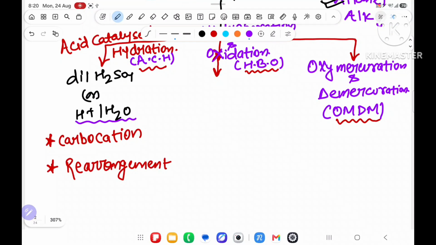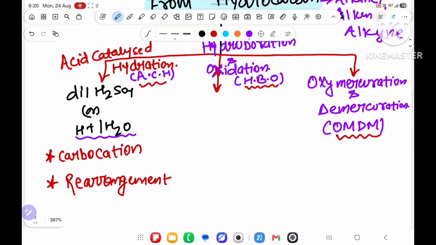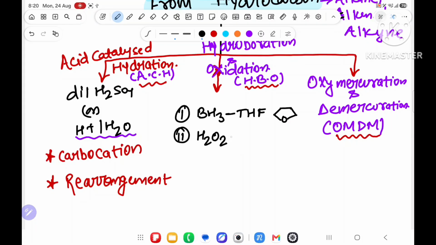Okay. Now over here, second reagent we have hydroboration oxidation. For hydroboration oxidation, the reagent we will use is first BH3 in presence of THF. THF means tetrahydrofuran. This is the structure, tetrahydrofuran. Plus second reagent we will take H2O2 in presence of NaOH.